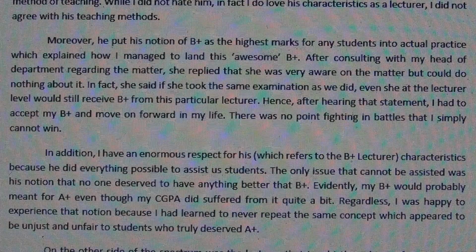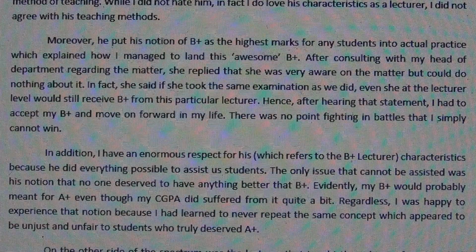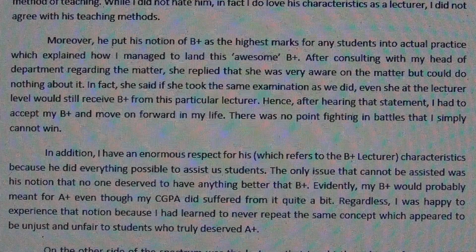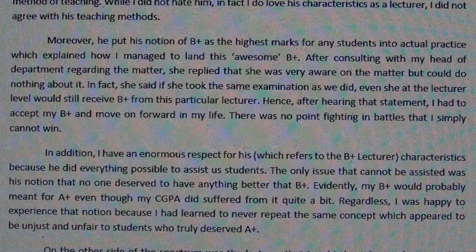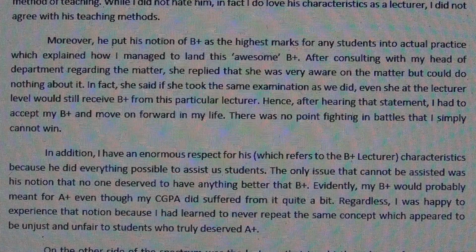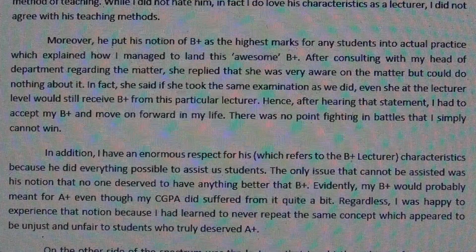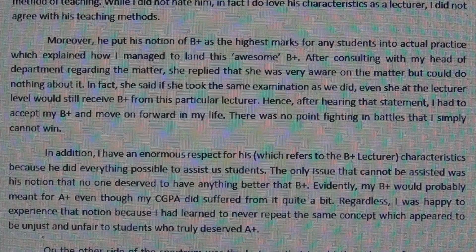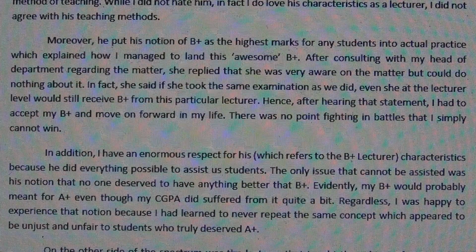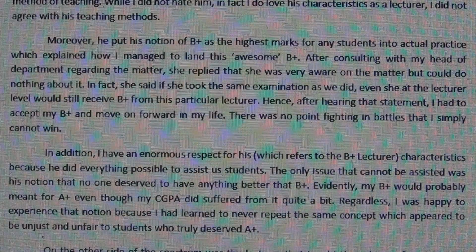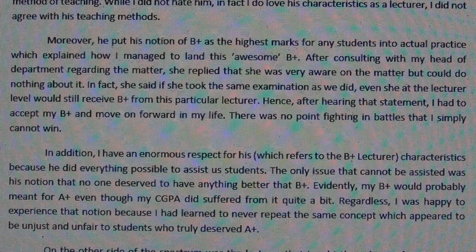Moreover, he puts his notion of B+ as the highest mark for any student into actual practice, which explains how I managed to land his awesome B+. After consulting with my head of department regarding the matter, she replied that she was very aware of the matter but could do nothing about it.